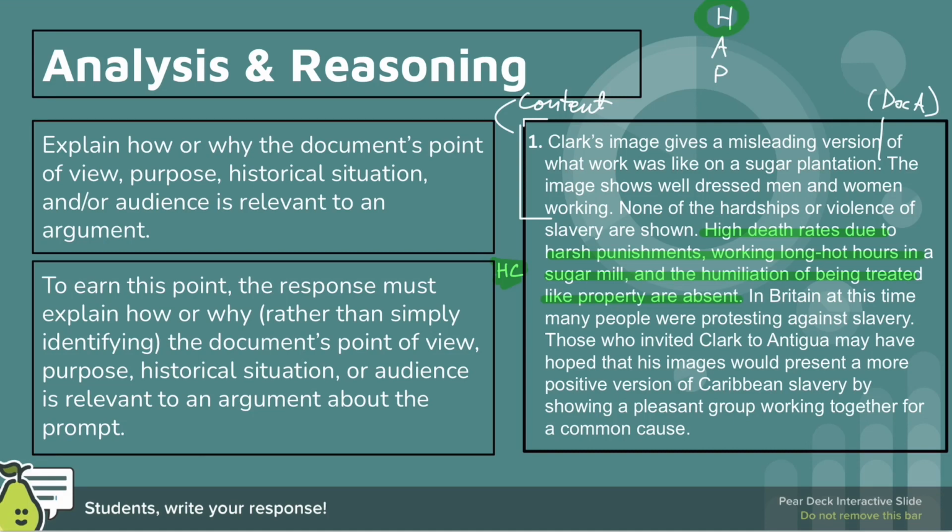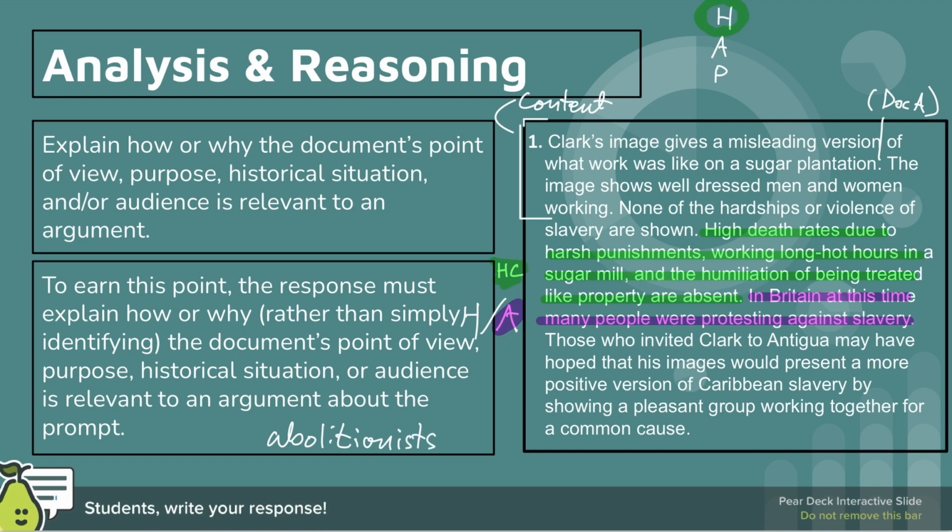In Britain at this time, many people were protesting against slavery. Okay, so in period 3, this could also be context, historical context, for what was going on during the time in which the source was created. Now, what's the vocab word for the end of slavery? Abolition. Good. So there is an abolition movement going on in Britain right now.